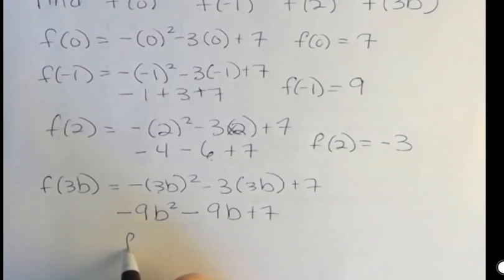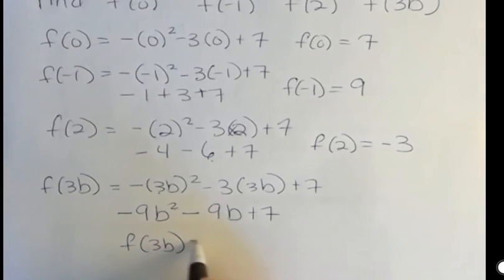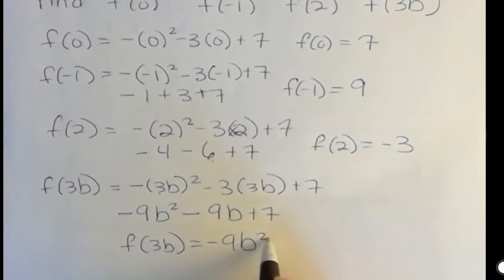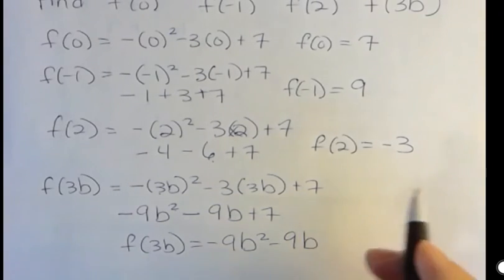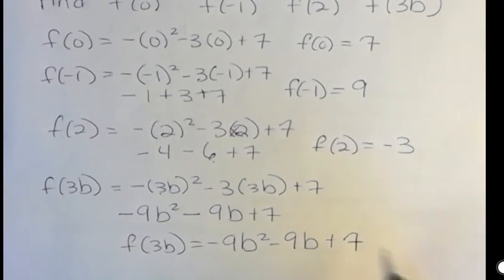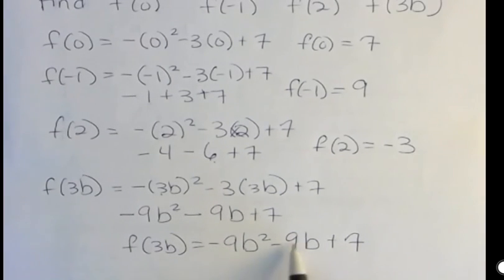So I would just say f of 3b is -9b squared minus 9b plus 7. Not minus negative. -9b squared minus 9b plus 7.